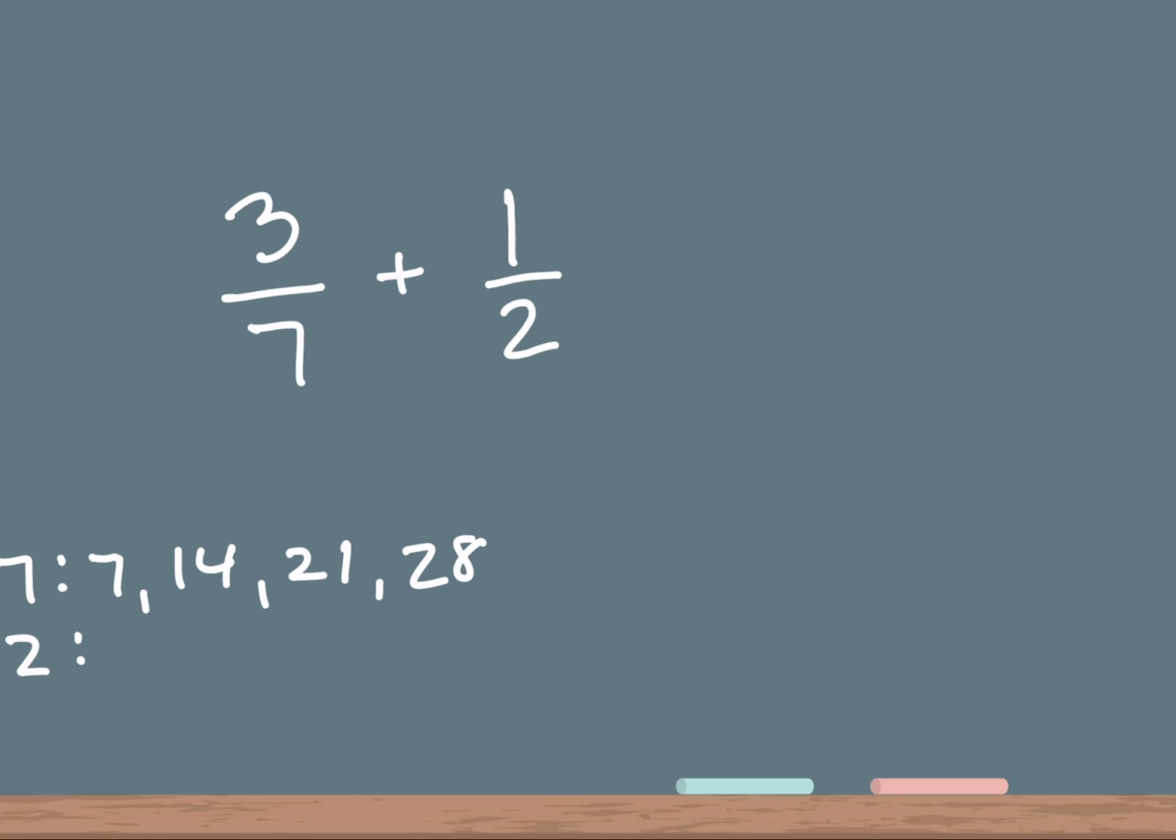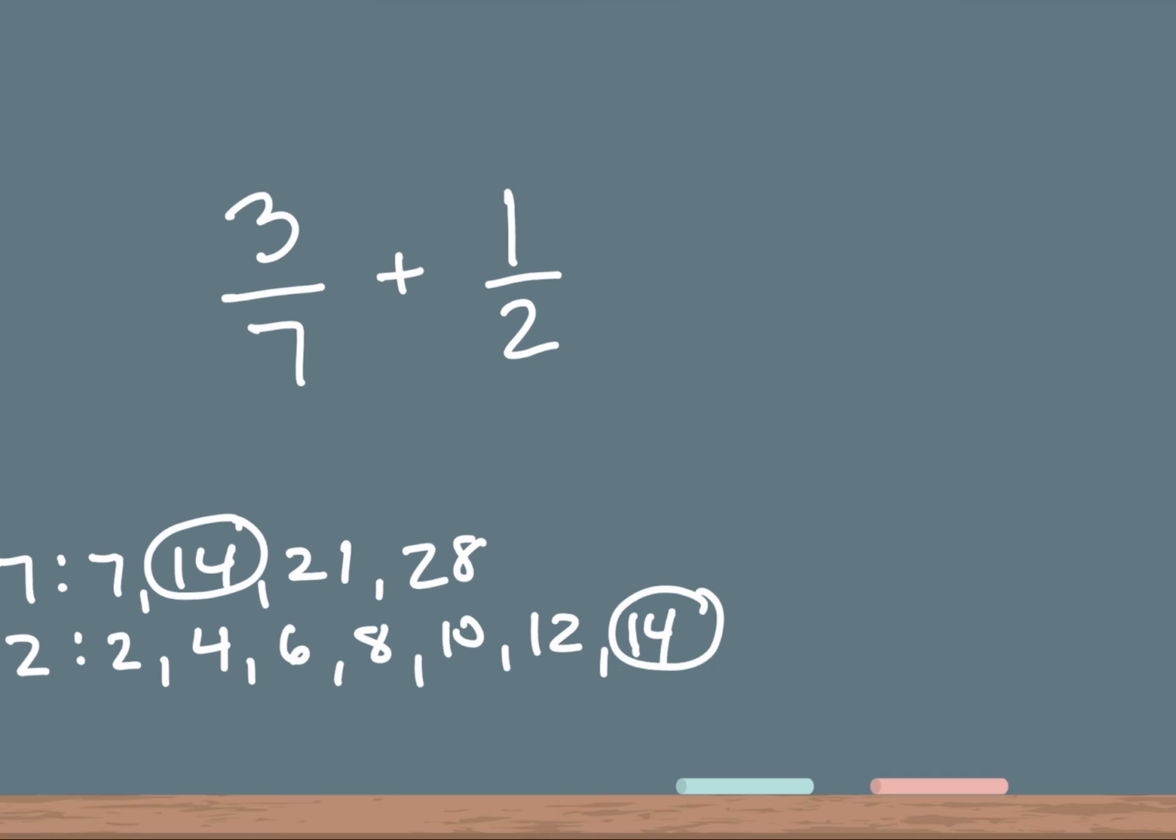Okay, so the 2 is 2 times 1 is 2, 2 times 2 is 4, 2 times 3 is 6, 2 times 4 is 8, and 2 times 5 is 10, 2 times 6 is 12, 2 times 7 is 14. So as you can see, we found the common denominator. It's the 14 up here and 14 here.